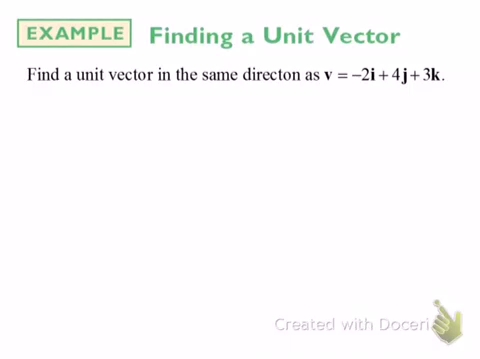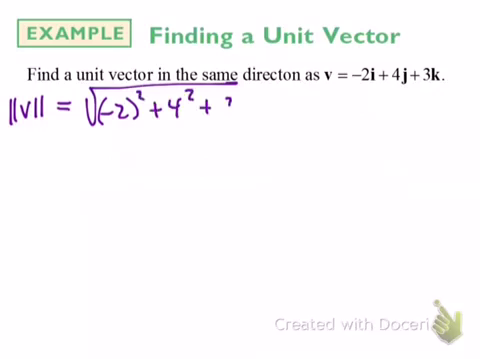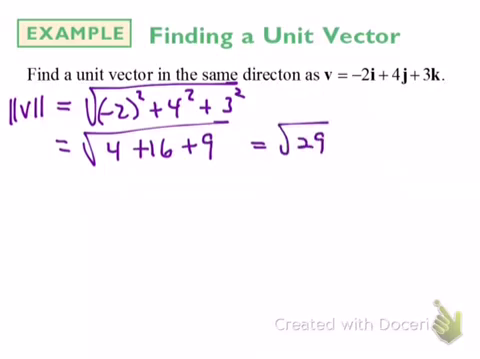Alright, so here we have an example, and we find the unit vector in the same direction as this one. So first thing that we have to do is find out what the magnitude is. So I'm going to walk you through this one, not like the other ones. The magnitude of v is just going to be the square root of negative 2 squared plus 4 squared plus 3 squared. And so of course that's the square root of 4 plus 16 plus 9, so square root of 29.